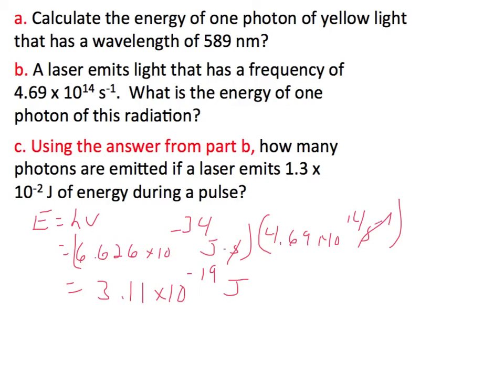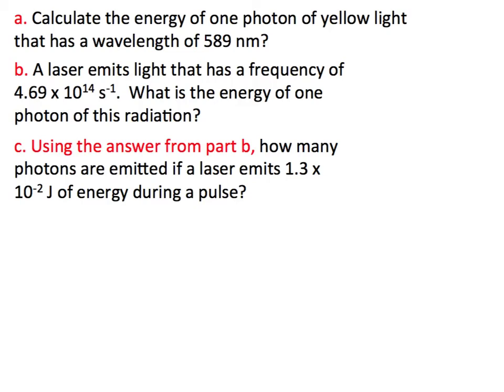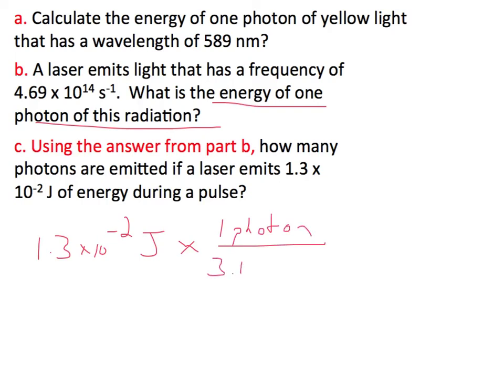Part C is basically saying, using the answer from part B, how many photons are emitted if a laser emits 1.3 times 10 to the minus second joules. We have 1.3 times 10 to the minus second joules, which is the amount of energy from the laser, and we just solved that the energy of one photon is 3.11 times 10 to the minus 19th joules, the solution from the last problem. Well, we can solve for the number of photons, which is 4.2 times 10 to the 16th photons.